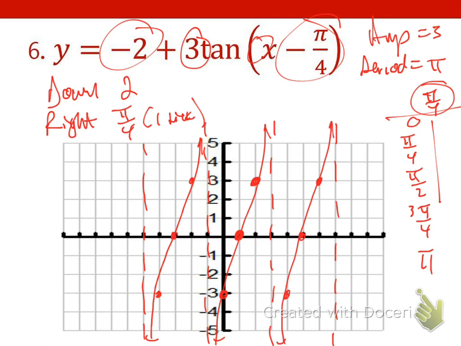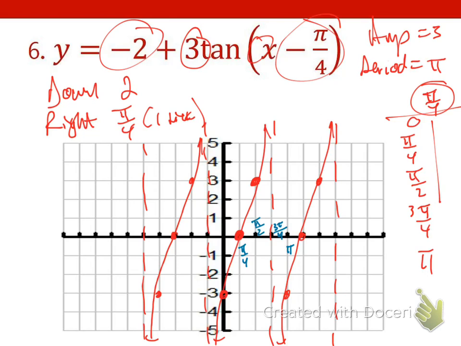the values there. So 0, so this is going to be pi over 4. This is going to be pi over 2. This is 3 pi over 4. And this is pi. Okay? And you can always check, right? 3 pi over 4 is supposed to be an asymptote.